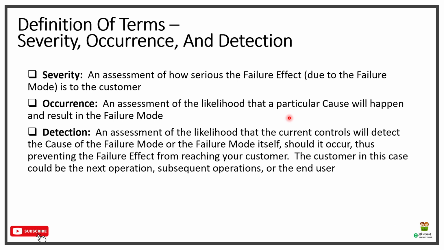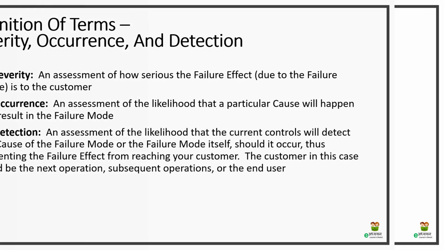In order to carry out FMEA, we need to understand severity, occurrence and detection. Severity means how serious the failure effect is, and occurrence means the likelihood that a particular cause will happen and result in a failure mode. So how frequently it will occur, that we define as occurrence. Then detection means an assessment of the likelihood that the control will detect the cause of the failure mode. So when we can detect the cause of the failure mode, we can define it as detection.